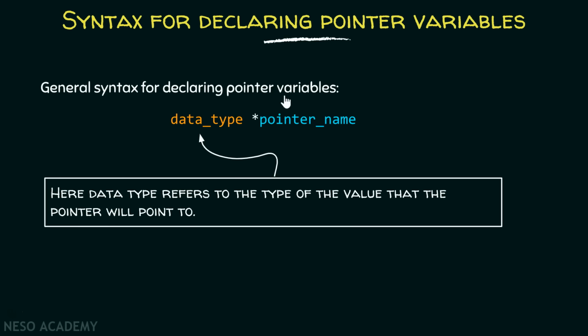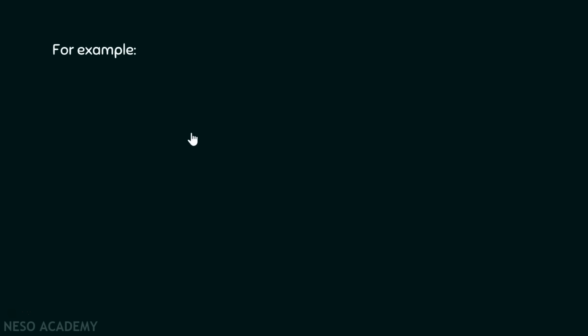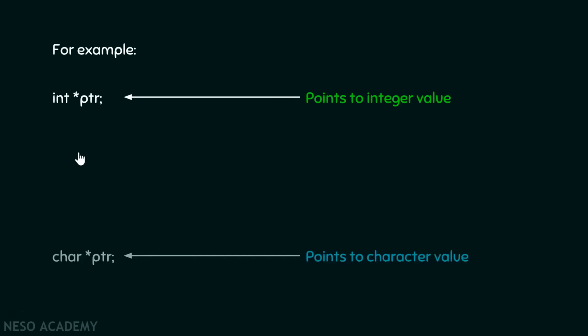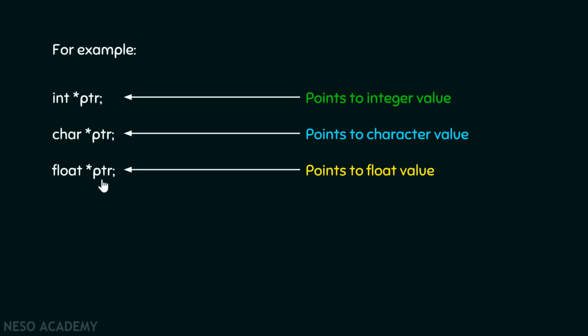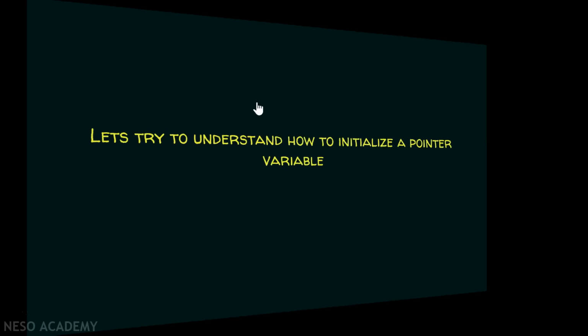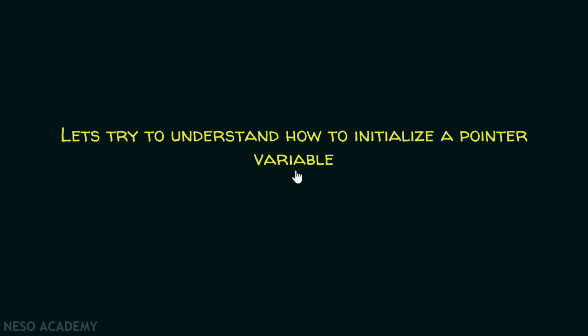So here the data type simply refers to the type of the value which is being pointed to by the pointer variable. For example, if we specify something like this, int *ptr, it simply means that the ptr pointer will point to an integer value. Similarly, if we specify something like this, char *ptr, this means that the ptr pointer will point to a character value. And if we mention something like this, then this means the ptr pointer will point to a float value. Okay. Now after understanding how to declare a pointer variable, let's now try to understand how to initialize a pointer variable.